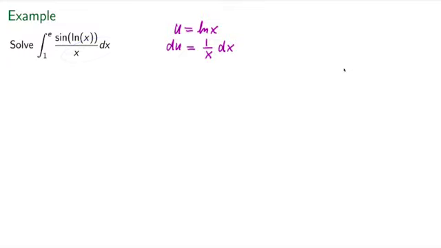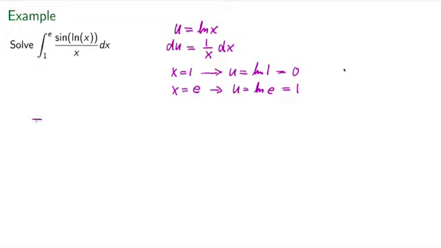But we also need to transform the boundaries. So if x is 1, then this means u is ln 1. But what is the logarithm of 1? Well, ln 1 is 0. Right? e to the 0 is 1, so this is 0. If x is equal to e, then u is log e, and the log of e is equal to 1. Again, when I say log, I mean the natural logarithm, as you clearly see in my writing.